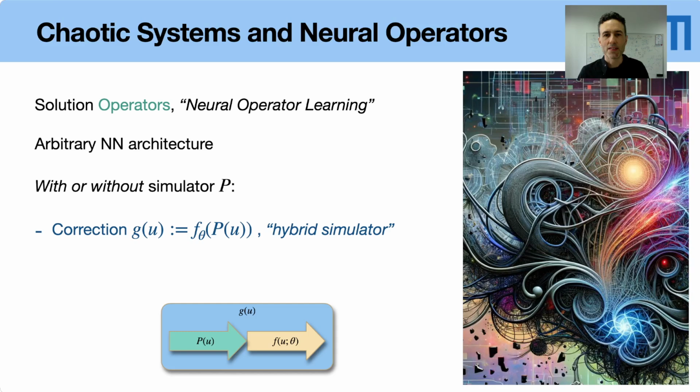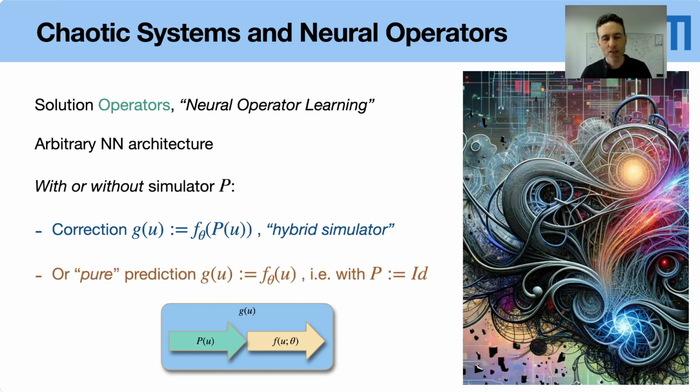This contrasts with what you could call a pure prediction or pure neural surrogate, where G basically only consists of the f, only the neural network. You could think of this as P being the identity function, then the picture still holds, but P basically doesn't do anything. So in this case, it's really up to the neural network, the f, to do everything. But let's look at both of them together. So as an outlook, I want to consider both correction and prediction tasks.